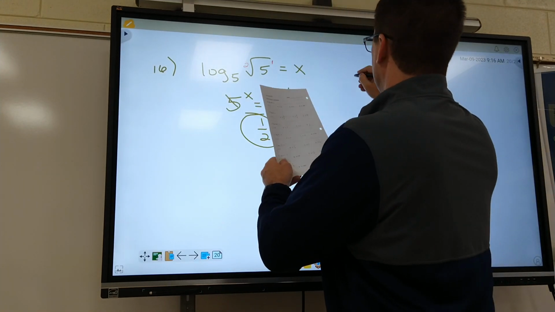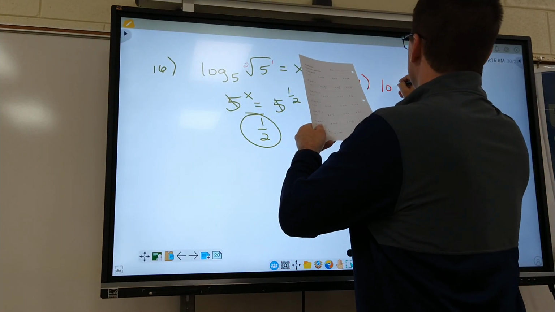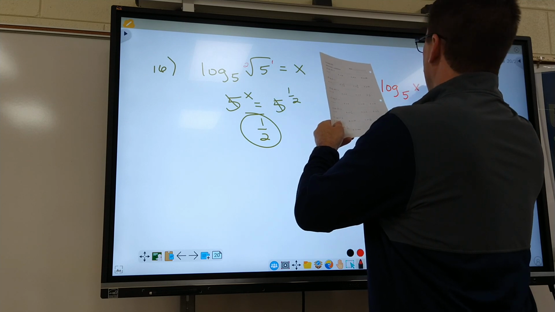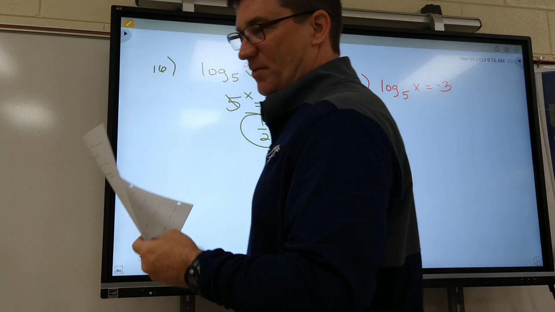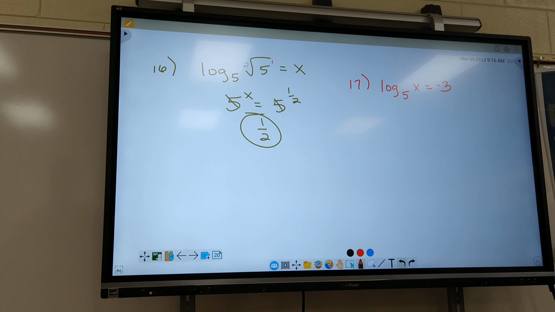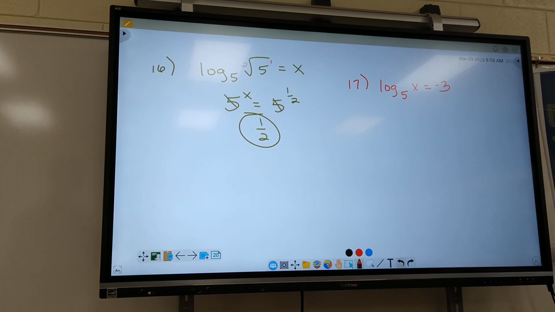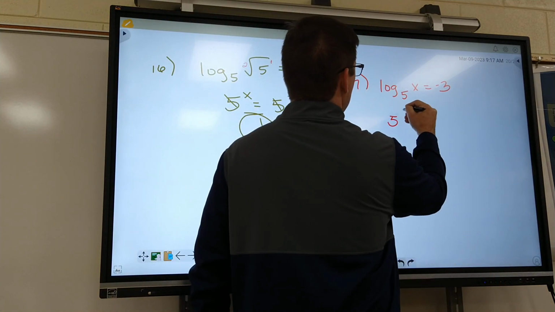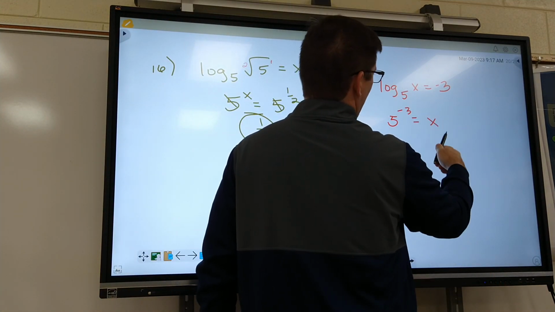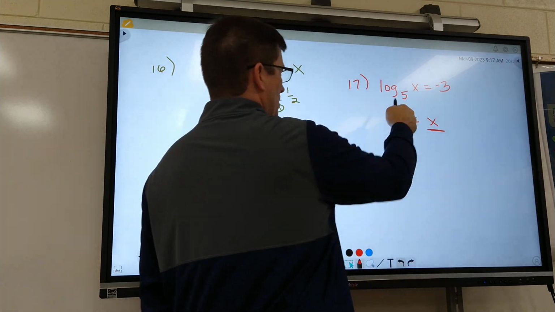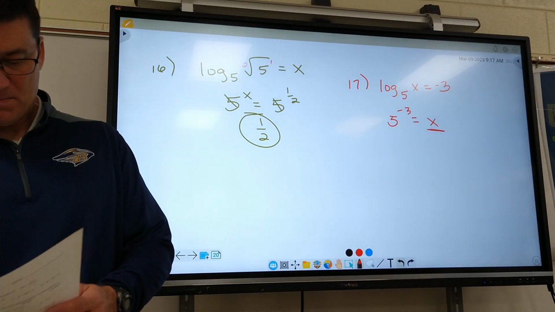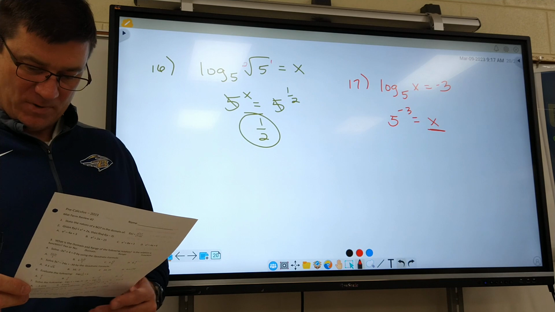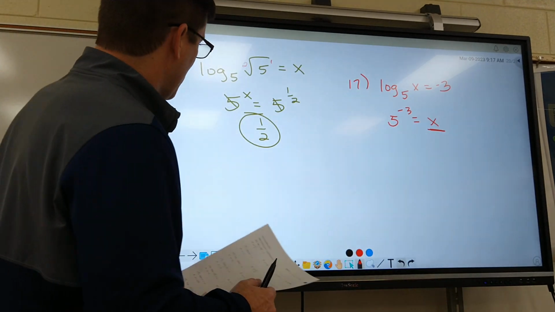All right, 17. Log base 5 of x equals -3. Y'all set that one up, see if you can work it out. This one's the easiest one on the whole back page because 5 to the -3rd, the x is already by itself. All you have to do is type that in. What did y'all get? 1/125. 1/125? Okay.